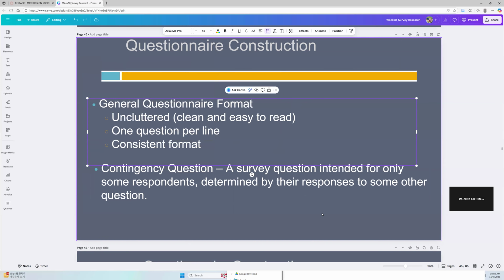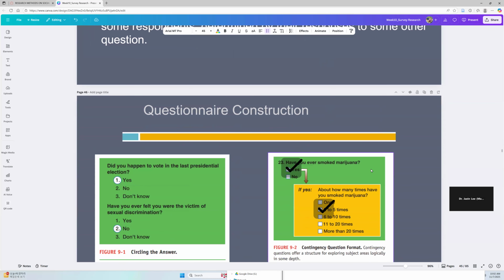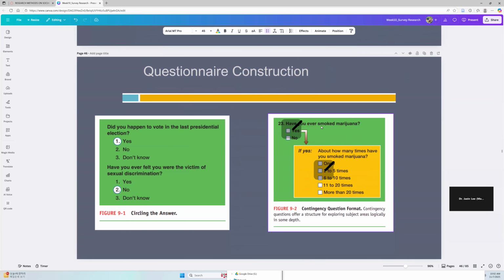And a contingency question is a survey question intended for only some of the respondents, determined by their responses to some other question. So, have you ever smoked marijuana? If they say yes, they would have an additional question. But if they say no, if they have never smoked marijuana, maybe it's not required to ask a further question such as how many times they have smoked marijuana, right?